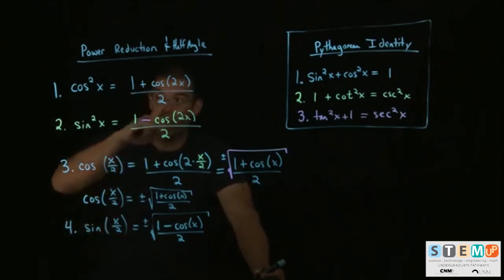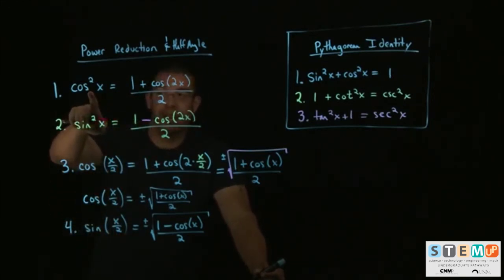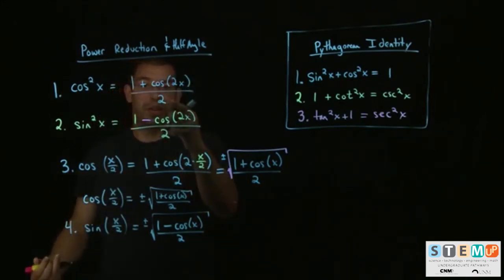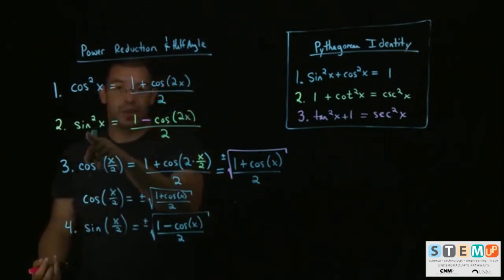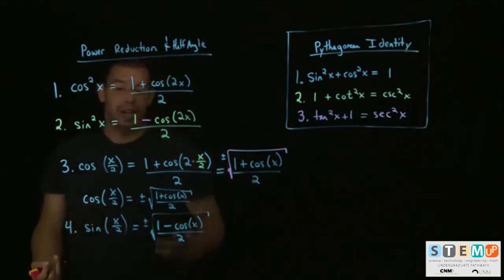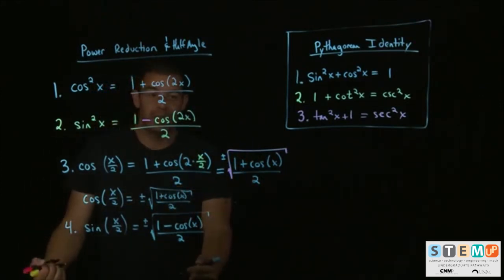And the only thing you have to know, other than just that cosine squared of x is equal to 1 plus cosine of 2x over 2, is that sine squared is nearly identical. There's just a minus here. And then you can derive the rest.